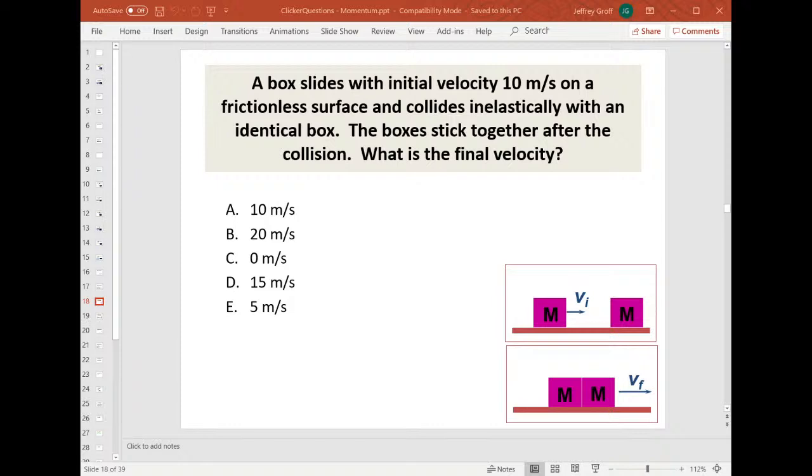The two slide, they stick together. So this is a totally inelastic collision, and the momentum of the system is conserved. So you start out with momentum that's all with one object, and then they collide and stick together. You got this.